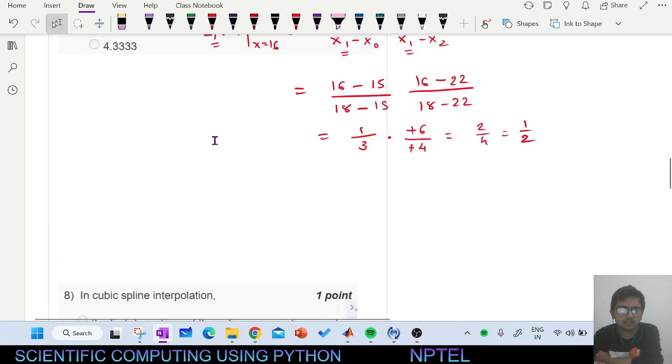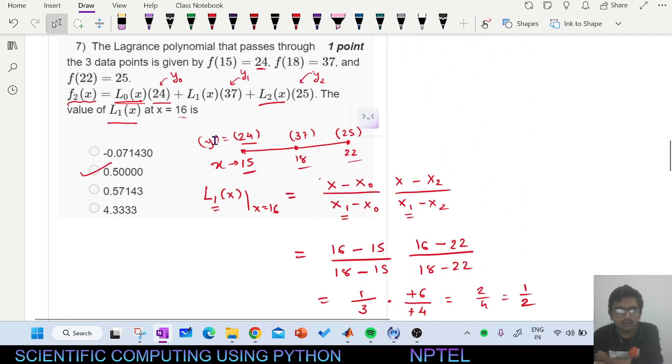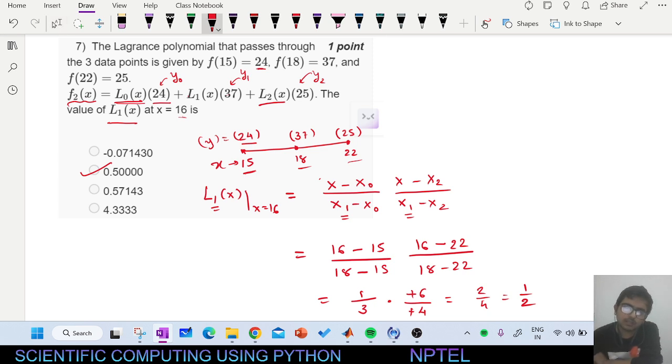Any questions? Yeah. So just a little basis, if you see this formula for L1 of x, it looks as if it is a product of two slopes. Does it make sense if I tell you? If it makes sense to you, then sure. But it doesn't look like a slope to me because we don't have y here. It's not delta y over delta x.